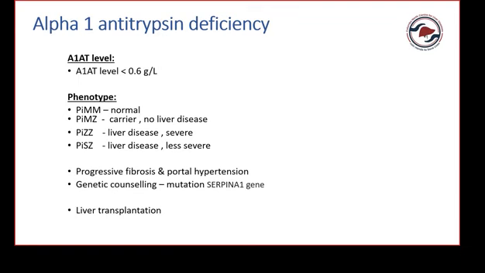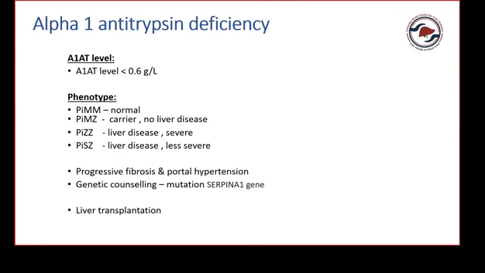These are the phenotypes. PiMM is normal and Z phenotype is abnormal. And you may get MZ, which is a carrier state, and they will not have liver disease. SZ would have liver disease. However, it's less severe compared to the full-blown disease, which is PiZZ.